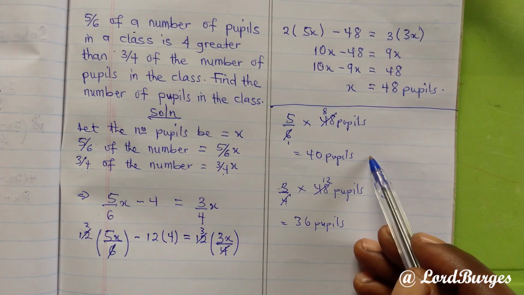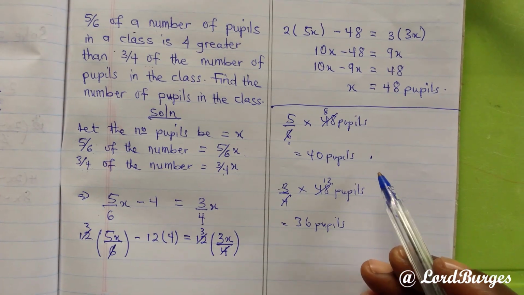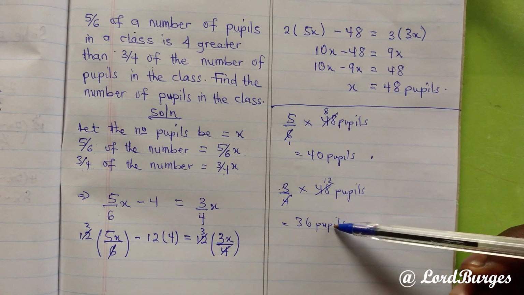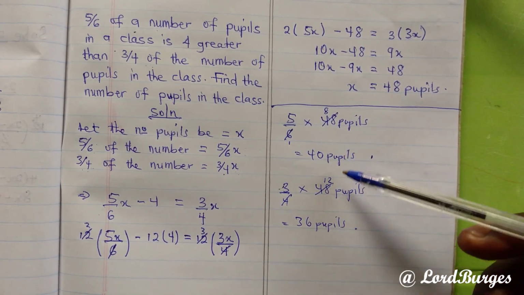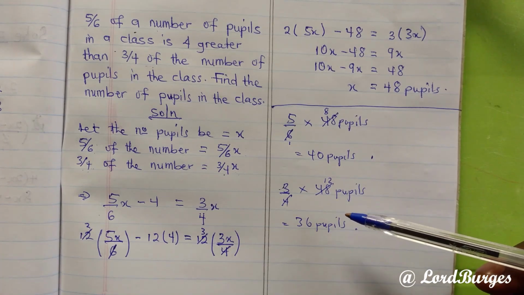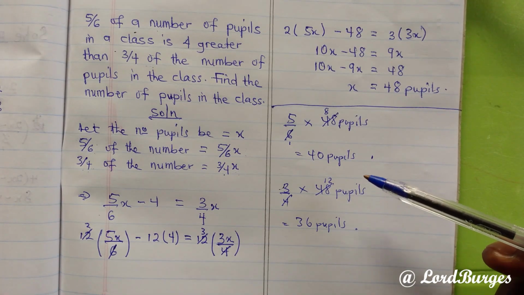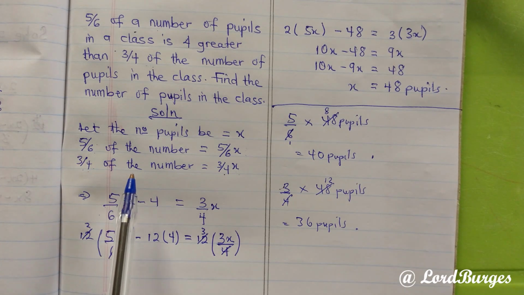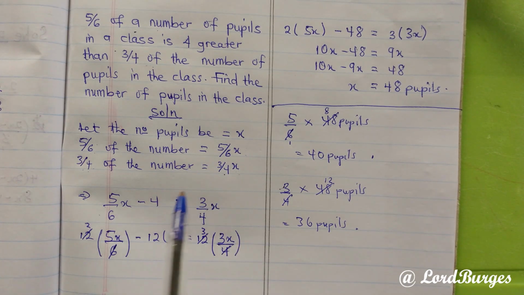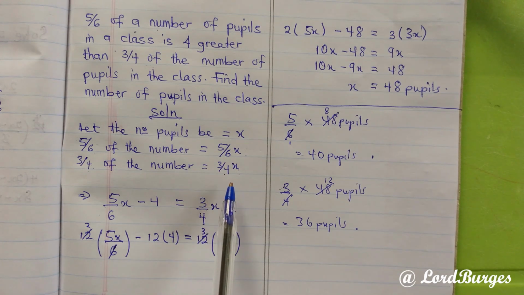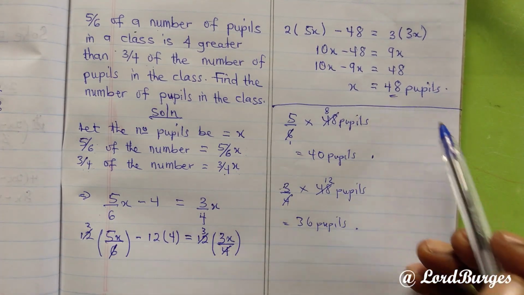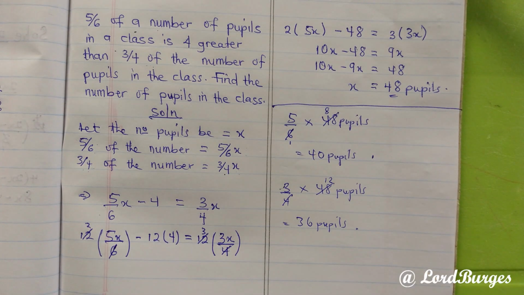Now, let's look at the 40 and the 36. What is the difference? The difference is 4. So you can see that it is true that 5 over 6 of a certain number of pupils in the class is 4 more than 3 over 4 of the same number of pupils in the class. So it tells us that our 48 that we had as the answer is correct.